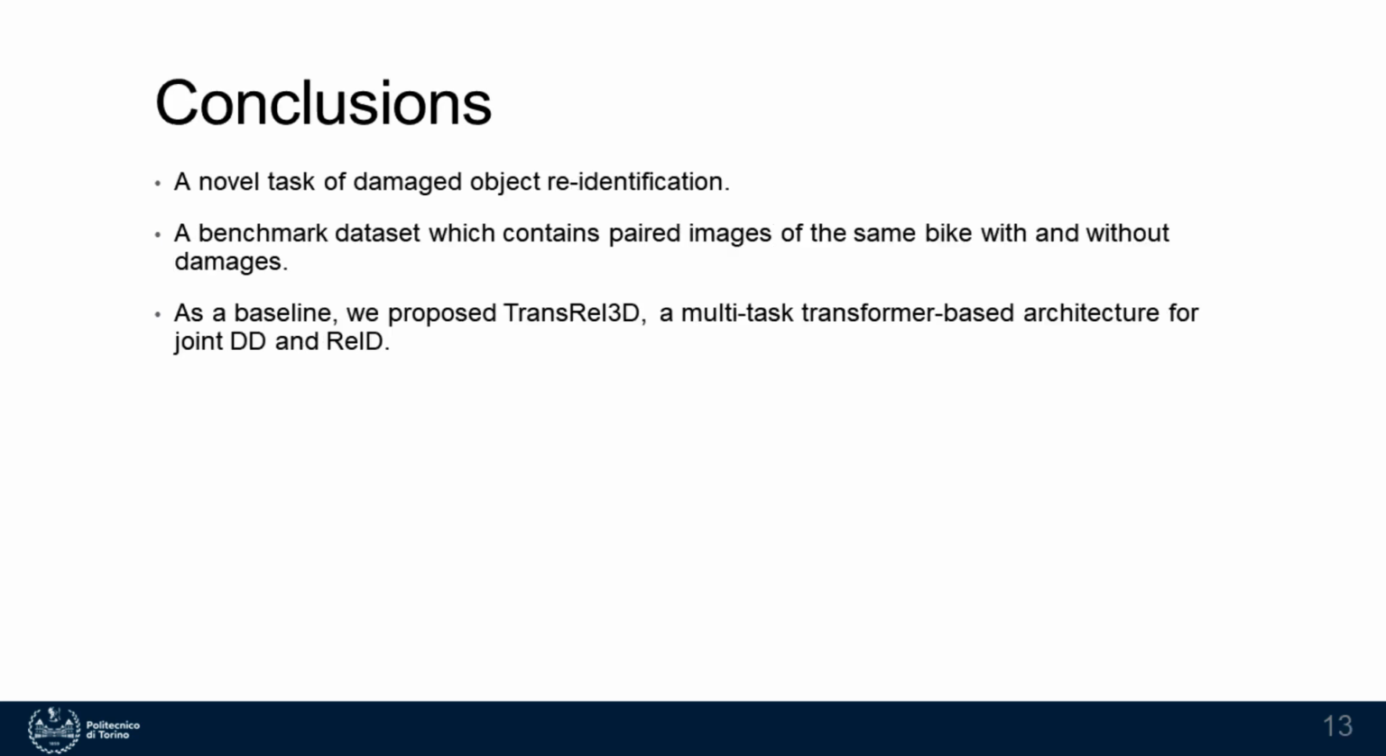tasks. In conclusion, we propose a novel task of damaged object identification and a benchmark dataset which contains paired images of the same bike with and without damages. As a baseline, we propose TransRayD, a multitask transformer-based architecture for joint damage detection and identification.